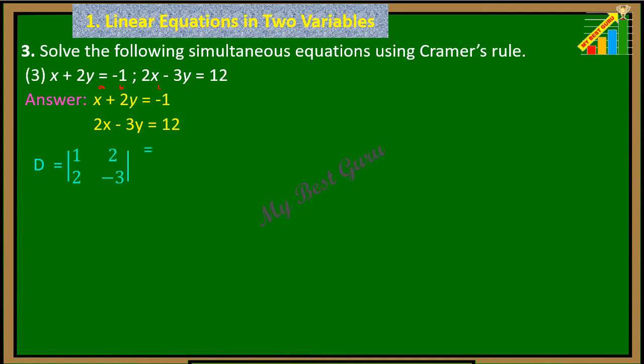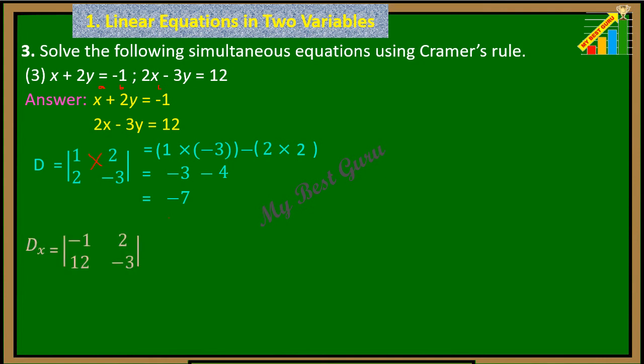Now find out the value for this determinant. So you have to cross multiply this. 1 multiply with minus 3 and 2 multiply with 2. So 1 multiply by minus 3 minus 2 multiply with 2. So 1 multiply with minus 3 is equal to minus 3 minus, as it is, 2 multiply by 2 is 4. So minus 3 minus 4 is minus 7. Minus minus, you have to add that, and the sign of the greater number, as 4 is greater, so you have to write down the sign of 4, that is minus 7.